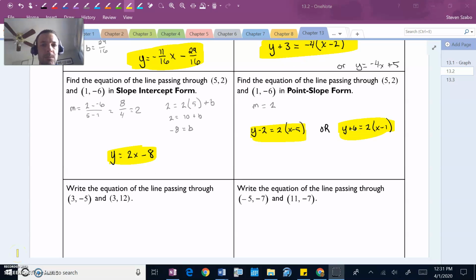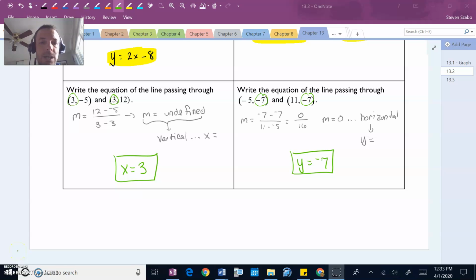So these two used the same ordered pairs, and if we went into slope-intercept form, straight away we'd have y equals 2x minus 8. If we started in point-slope form, you have two options. Either one of these is correct, and you could prove it by solving them both for y. If you solved this for y, you'd wind up right back at y equals 2x minus 8. Same thing if you solved this equation for y.